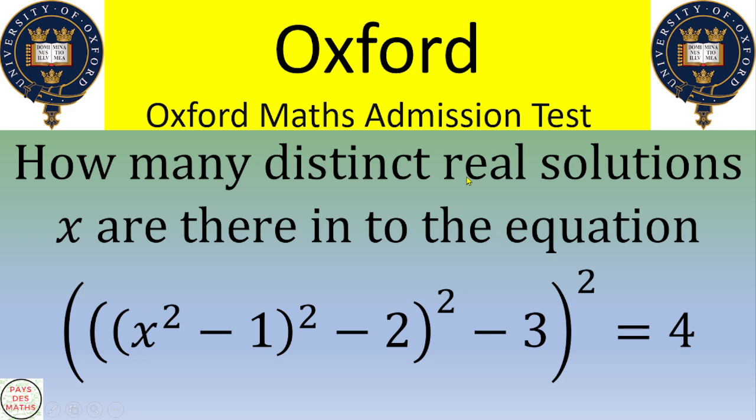How many distinct real solutions x are there to the equation (((x squared minus 1) squared minus 2) squared minus 3) squared equals 4? So if you want to give it a try, please pause the video. Otherwise, let's see the solution.